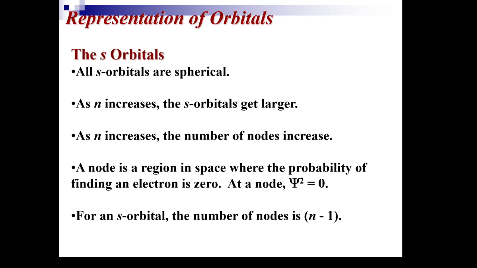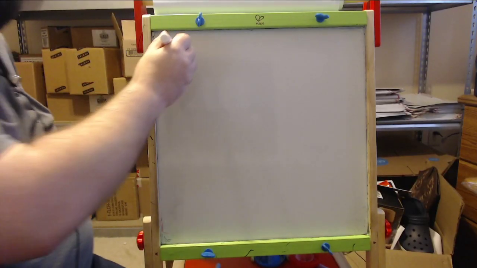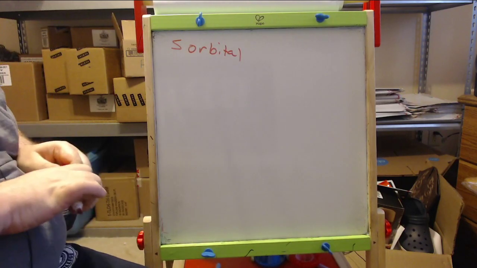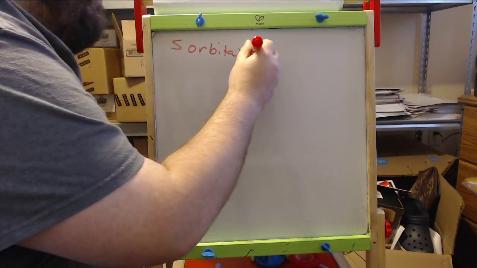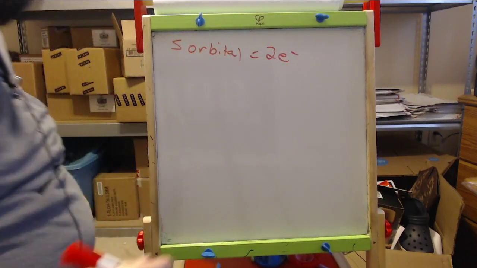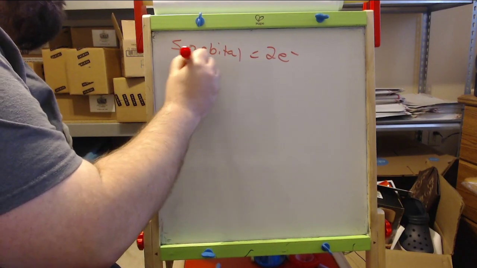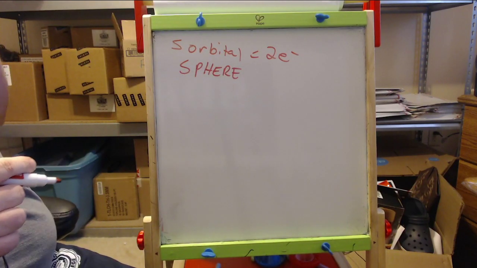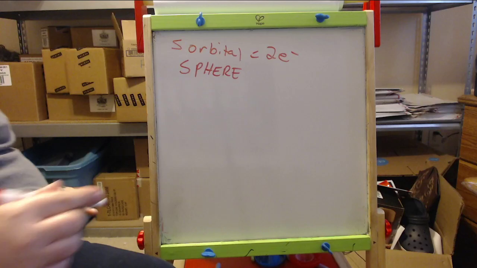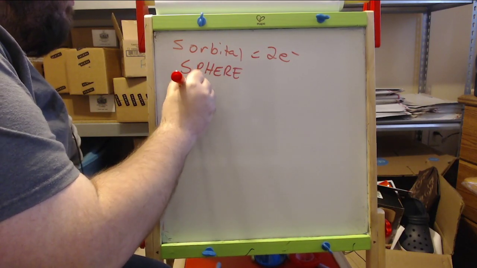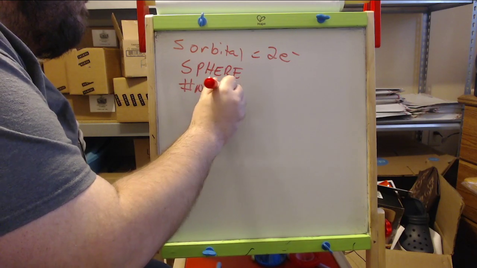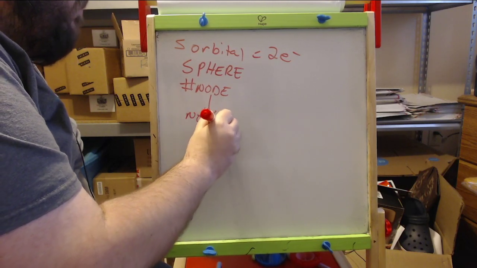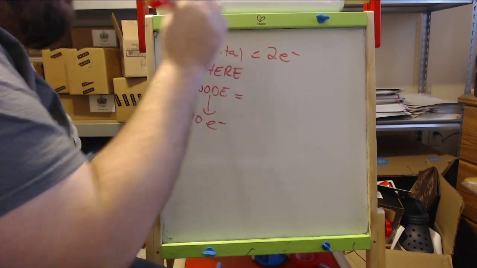So S orbitals, every level has an S orbital. No matter if I'm a 1s, 2s, 3s, 4s, whatever I am, I hold 2 electrons. My shape is a sphere. It's a 3D shape, XYZ coordinate. And the number of nodes, and what a node is, a place where I won't find any electrons. The number of nodes is dependent on my n value.